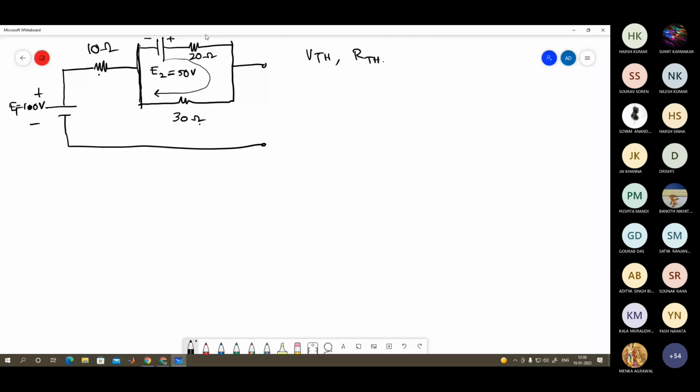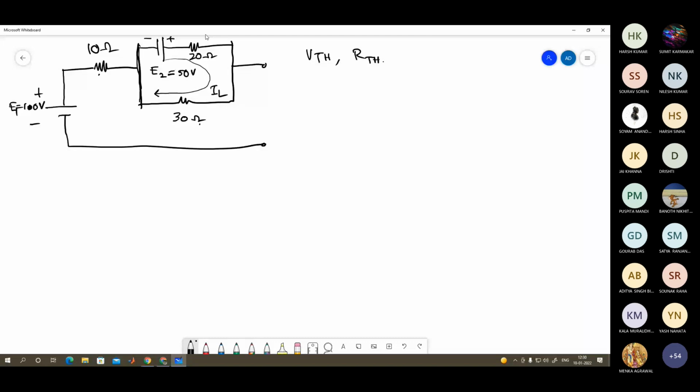So only one loop current will be present here. Let us assume that this is IL. So what will be your IL then? IL is equal to, this is 50 and the total effective resistance is 20 plus 30. If I write the loop equation, it will be E2 minus IL into 20 minus IL into 30, so we can write 20 plus 30, and in that way we find this is equal to 1 ampere. So this is your circulating current.